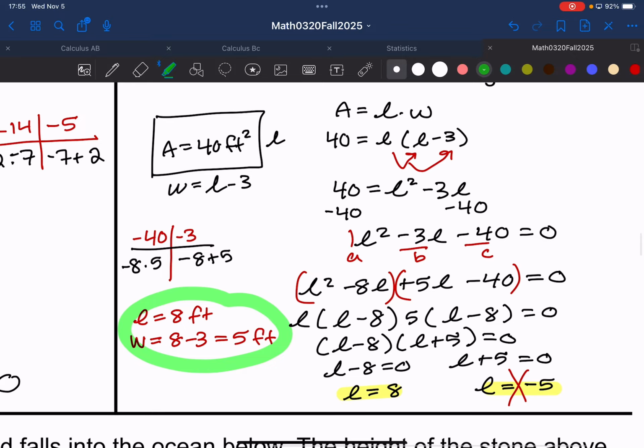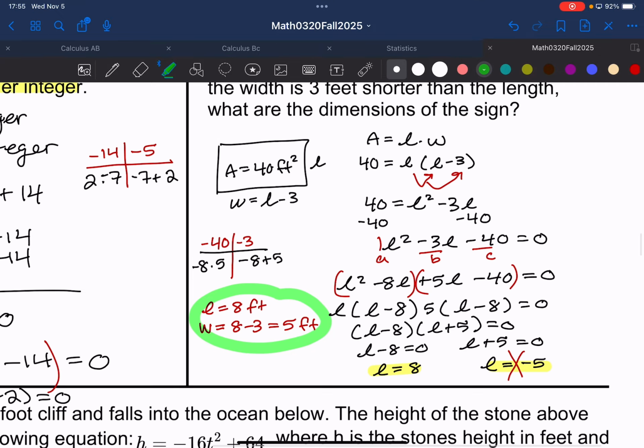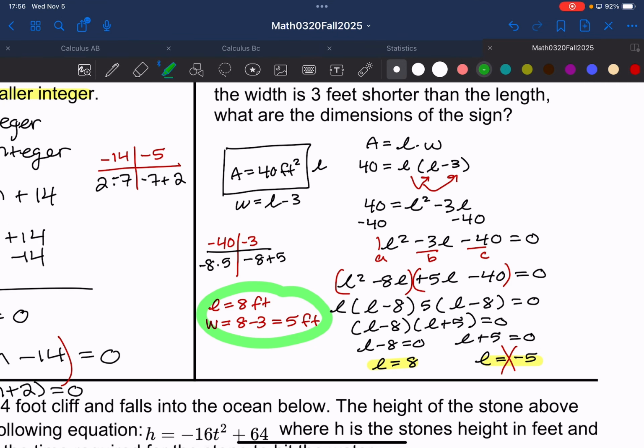Okay, so the big difference here is if we're dealing with an application type problem, we have to start thinking if those solutions are relevant to our problem. So just like we said, we can't have negative 5 feet. That's why we crossed off the negative 5. Even though if we were factoring this normally without the application problem attached to it, it wouldn't matter if L was negative 5. So that would be an extra step: once you get your answer, think back to the context. Does it make sense in context?